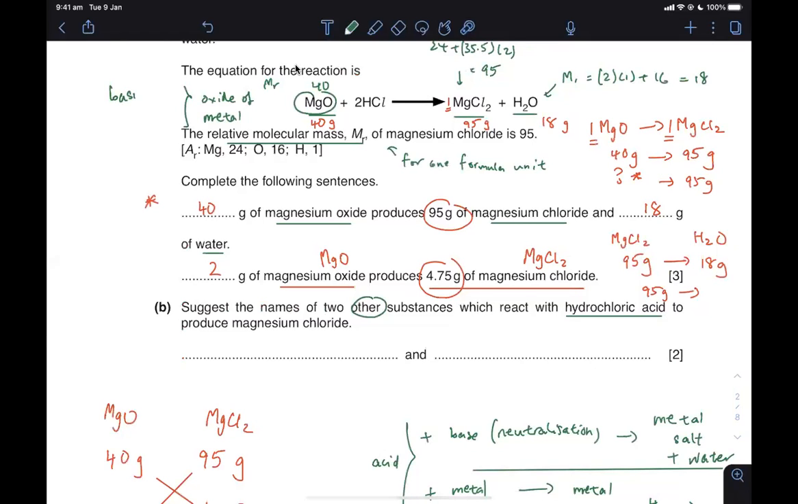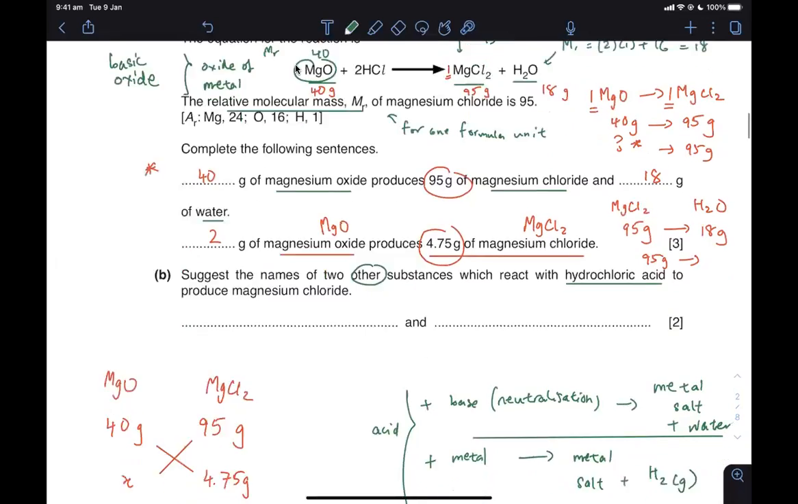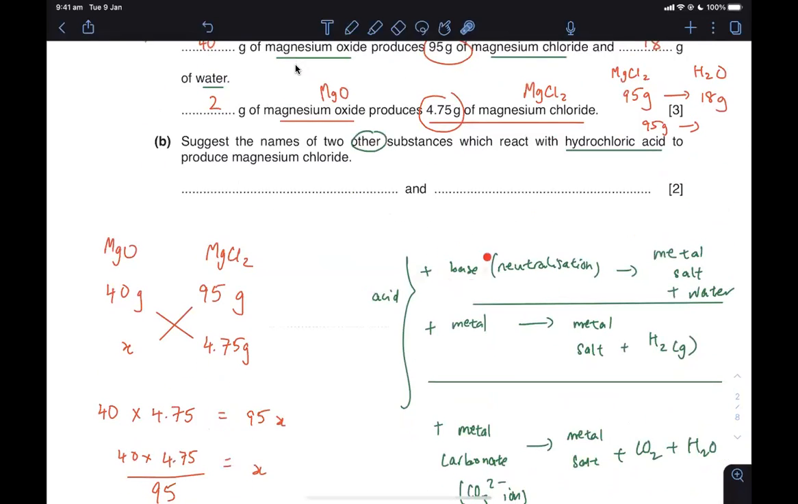You learn this as part of the periodic table. Basic oxide, oxide of the group 1 and group 2 metal. So you already talk about neutralization because you're reacting with a basic oxide. So we just need to talk about metal and metal carbonate. So there's just magnesium as a metal reacting with hydrochloric acid will give us the salt and hydrogen gas. And last but not least, it's going to be magnesium carbonate reacting with the hydrochloric acid to give us the salt, which is magnesium chloride, CO2, as well as H2O.